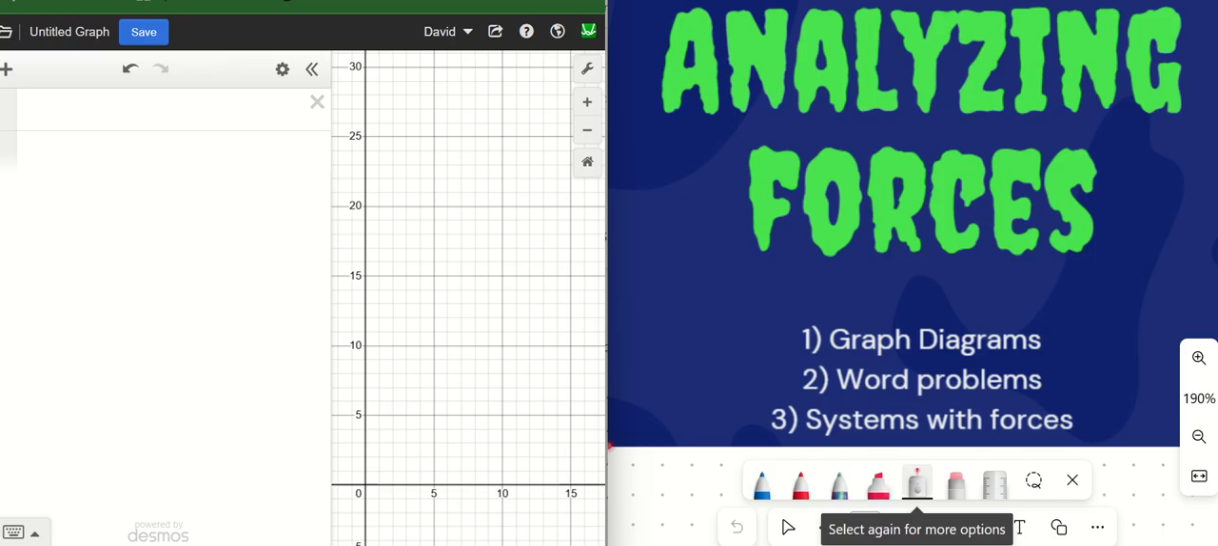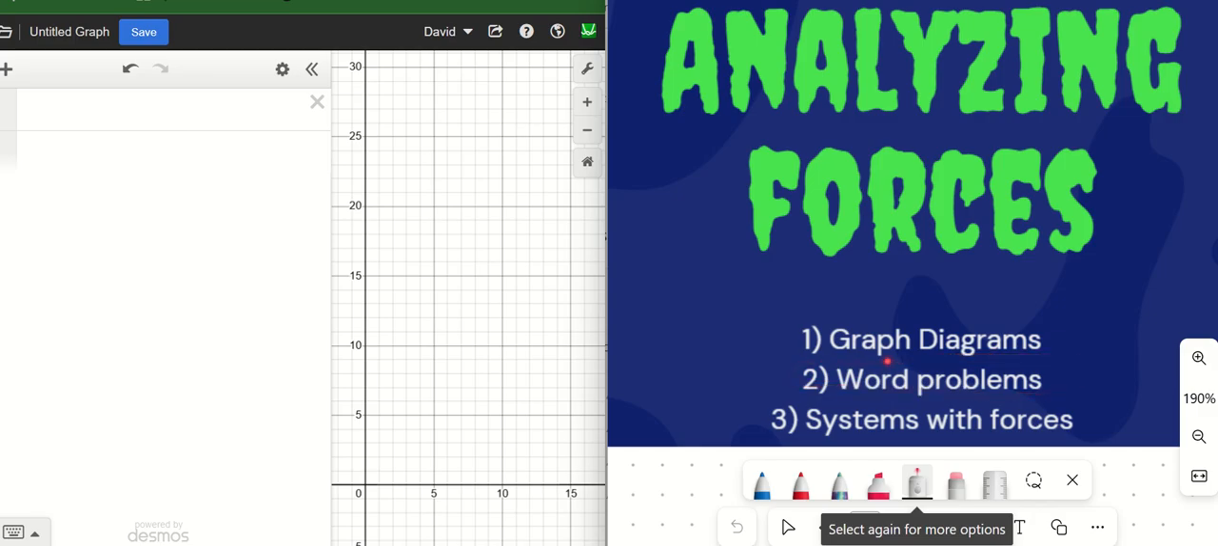Now, we're going to look at three different types of problems. We're going to be looking at graph diagrams. These are already formed free body diagrams, and they're on graphing paper. Each box gives us an example of 1 unit of force, and our forces are measured in newtons. Then we're going to be looking at word problems.